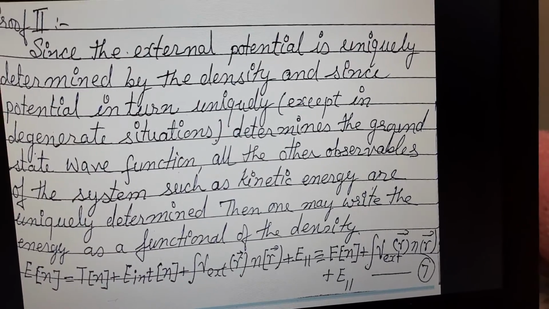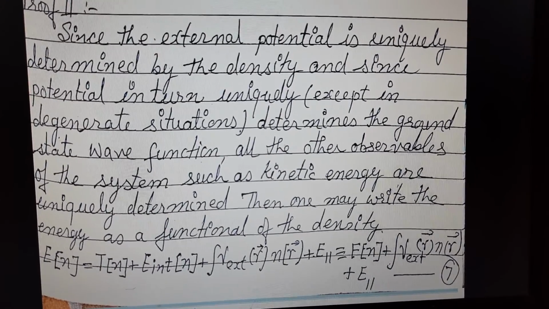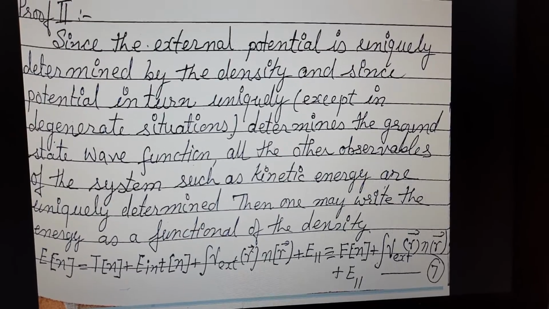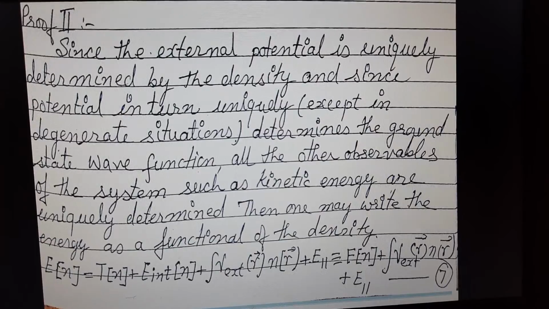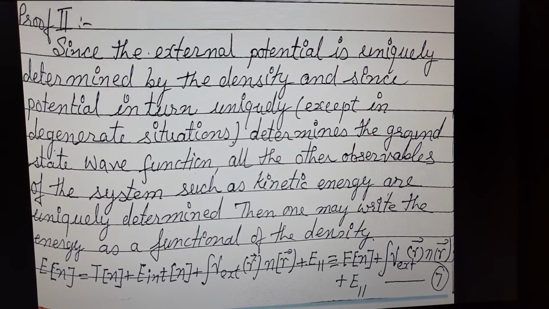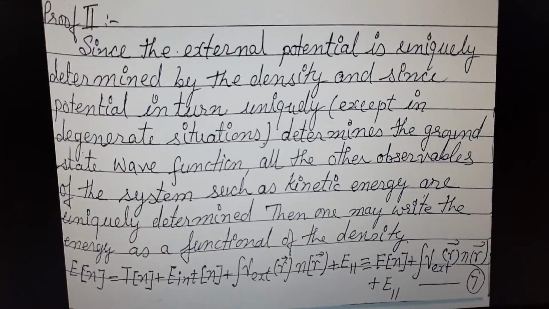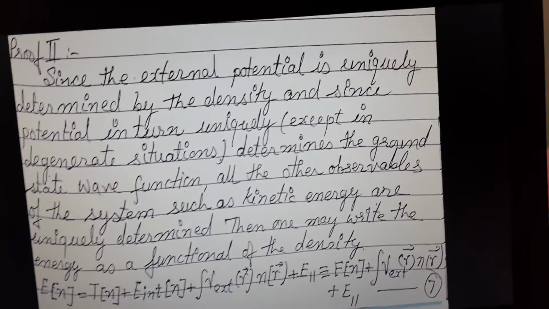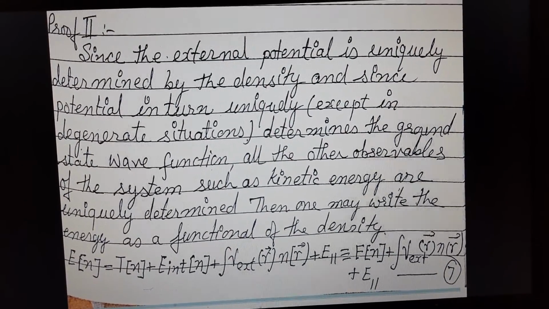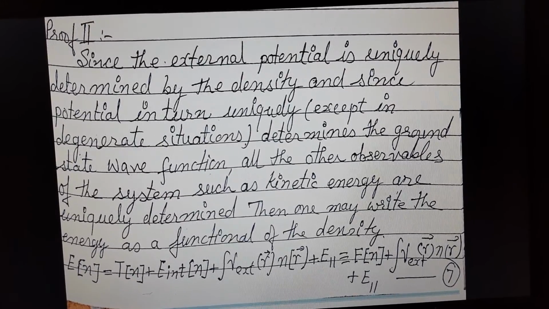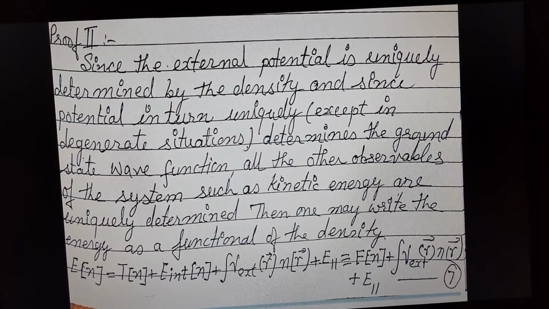Proof second. Since the external potential is uniquely determined by the density, and since the potential in turn uniquely, except in degenerate situations, determines the ground state wave function, all the other observables of the system such as kinetic energy are uniquely determined. Then one may write the energy as a functional of the density.